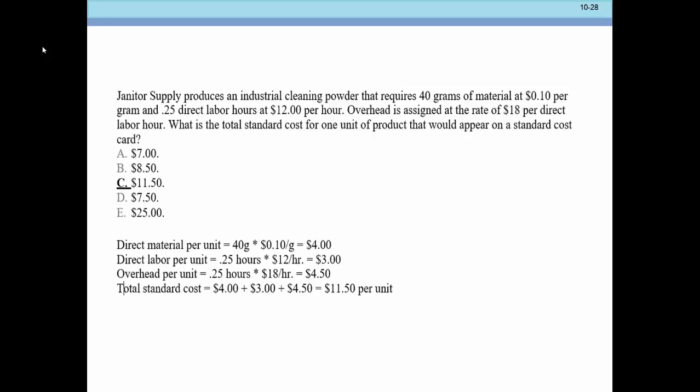0.25 direct labor hours at $12 per hour. So we have what? Standard $3 for our labor costs. Overhead is assigned at $18 per hour times 0.25. That's going to be what? $4.50 for our overhead. Just picking the numbers up. So the standard is $11.50 that would show up on that job ticket. Okay? Okay, good.